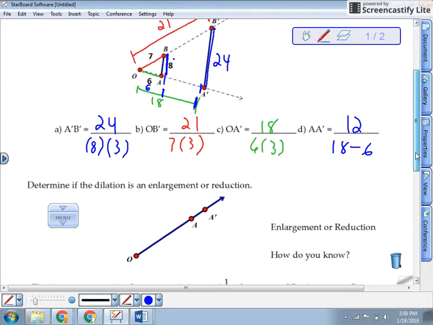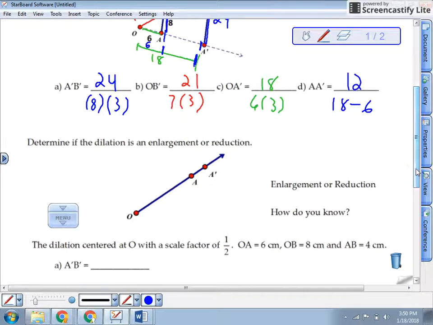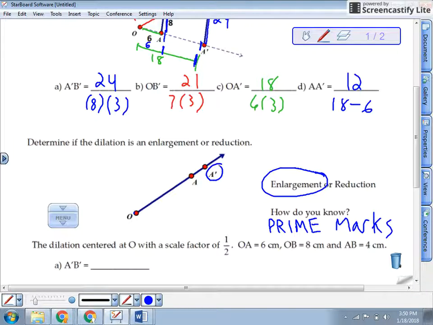Now the second example here is just a reminder. Determine if the dilation is an enlargement or reduction. Well, what do you guys think? Take a look. Here's our center at O. There's our marks. If you look at it, you should recognize it is an enlargement. How do you know? In big, bold letters, the prime marks. Remember, our new image has the prime marks. Our old does not. So this was the old or the pre-image. There's our new. So you can see from the center, it's further away. It got bigger, so it's an enlargement. Just a reminder, you guys find those prime marks.